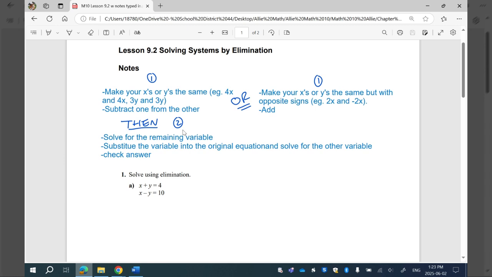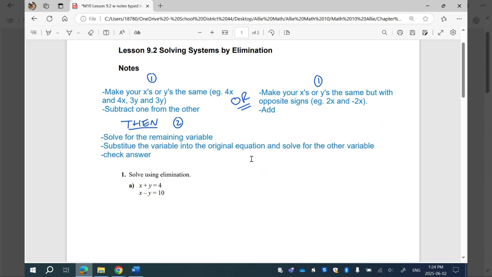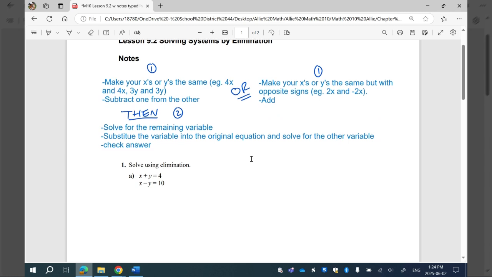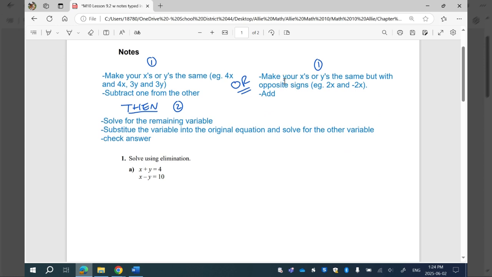And then the next part looks the same for either way. Then you solve for the remaining variable, substitute the variable into one of the original equations, solve for the other variable, and then check your answer. So let's have a look, and we can decide which of these first two steps we want to do, and I can show you what they each look like. In a way, the adding might be easier, but we'll see.